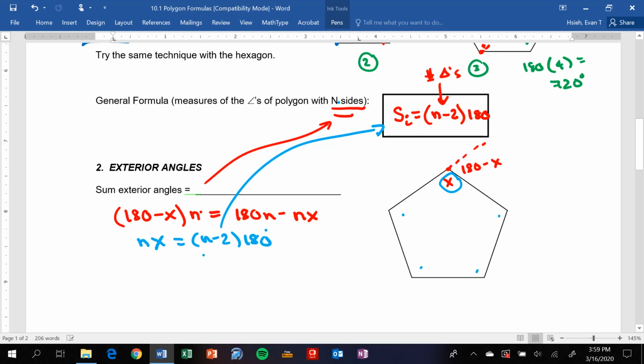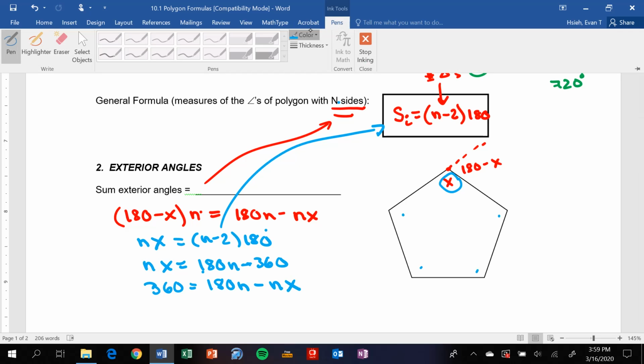And if I go ahead and distribute on the right-hand side here, it's going to be 180n minus 360 equals nx. And then I'm going to add 360 to both sides, and I'm going to subtract nx from both sides. So 360 ends up over here, and I get 180n minus nx.